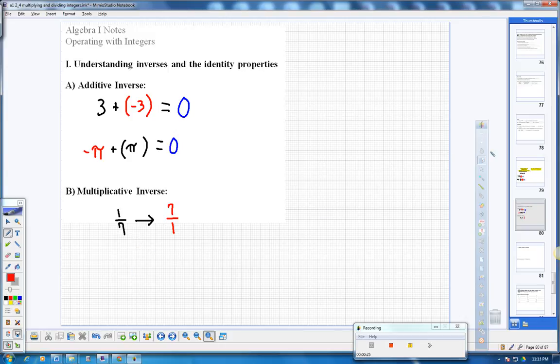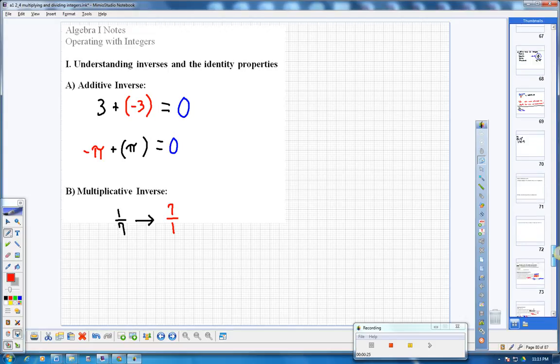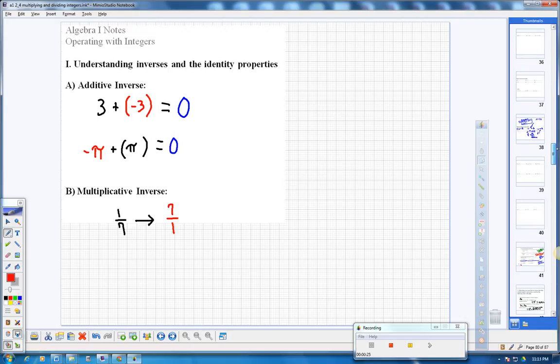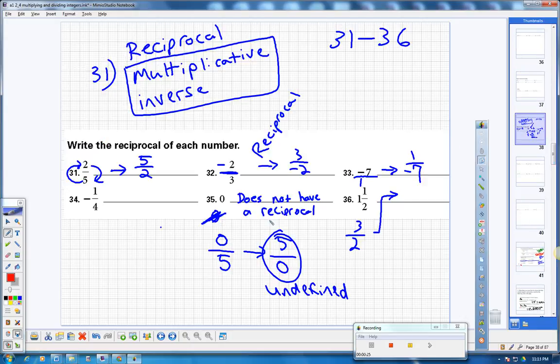Looking back on a couple problems that you might be required to do, we'll look at a few examples here. Looking all the way back to slide 38. Write the reciprocal of each number. The one that often confuses students is number 34. In number 34, again, we have that pesky negative. And that pesky negative can be right there in the middle. That pesky negative can be up top. That pesky negative could be in the denominator.